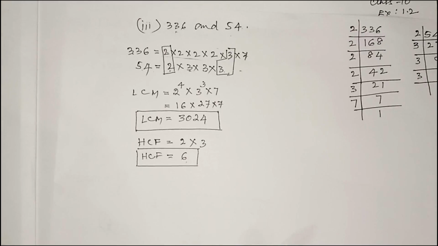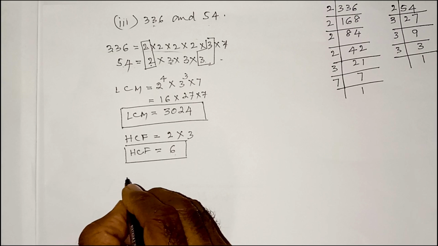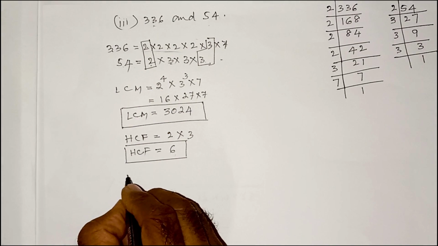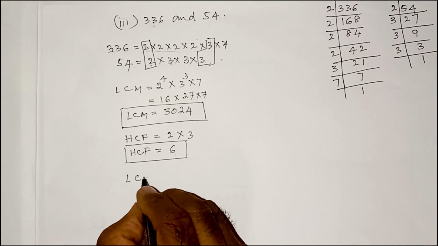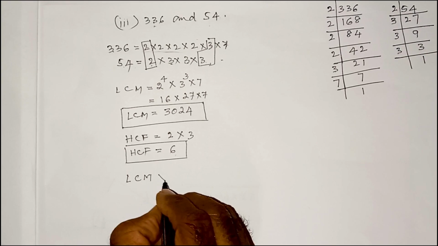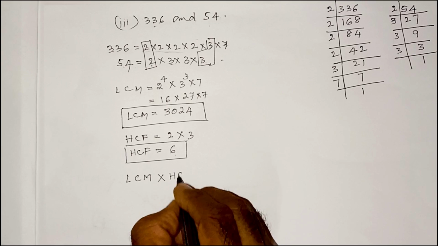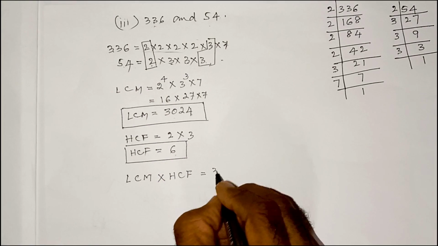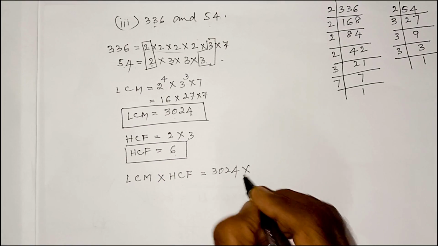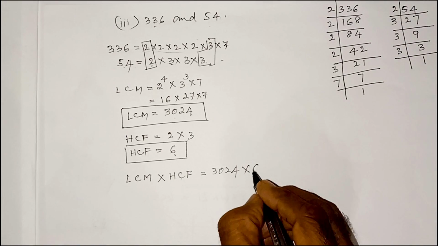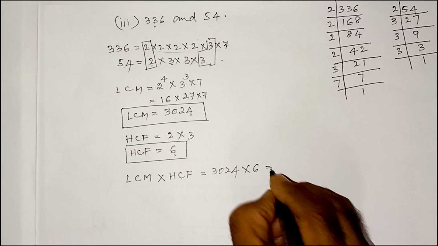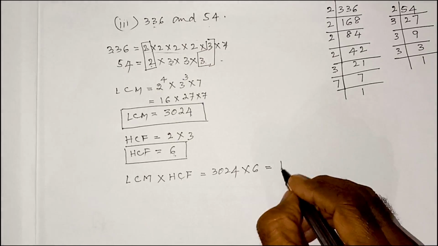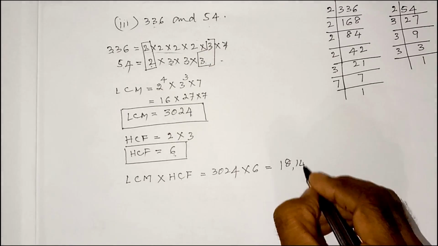Now we have to come to the last step, that is taking the product of LCM and HCF. That is our question. We are supposed to answer that. LCM into HCF is equal to 3024 into HCF is 6. If you multiply, you get 18,144.